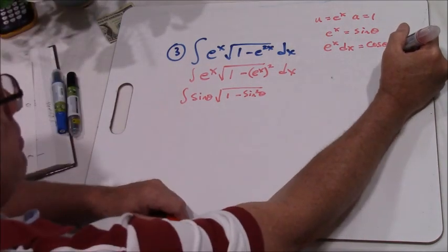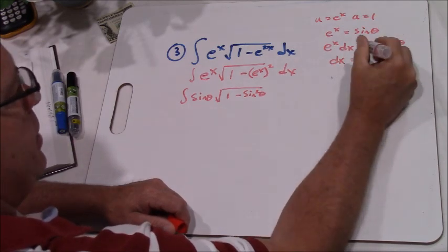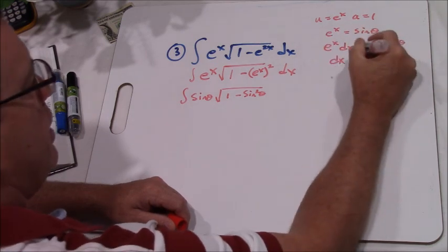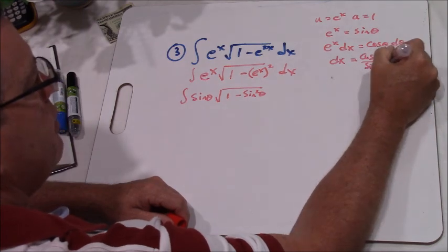And so that means that dx, I'm going to have to move this e to the x over here and divide, but e to the x is a sine, so this would be cosine theta over sine theta d theta.